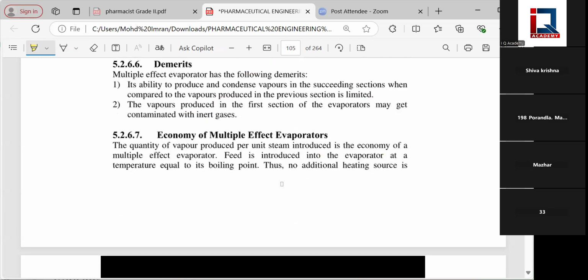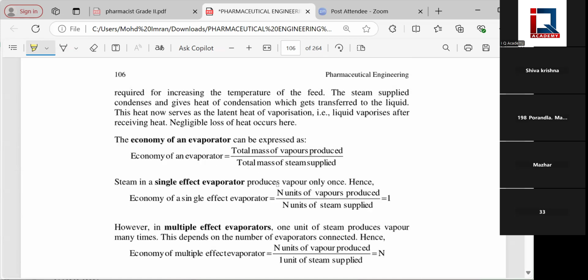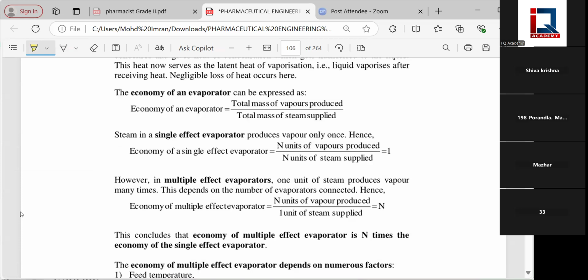There is the economy of multiple effect evaporator formula, you have to remember. This is the most important part of today's class. Please note it down. How to calculate economy of an evaporator: total mass of the vapor produced by total mass of steam supplied. Economy of an evaporator, multiple effect evaporator. Please note it down. Total mass of vapor produced by total mass of steam supplied.